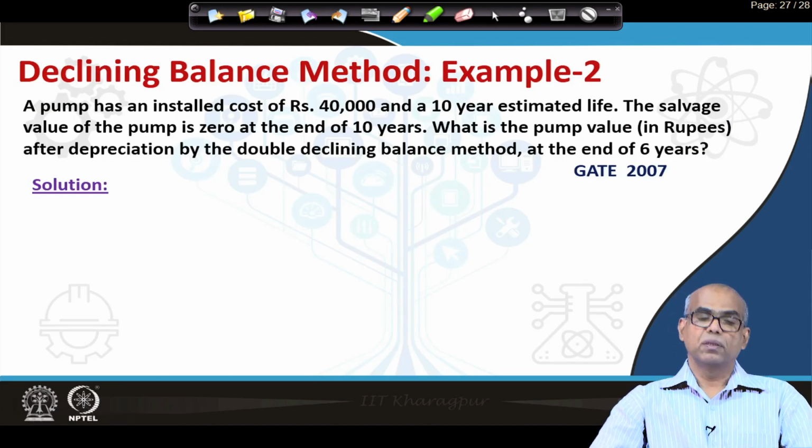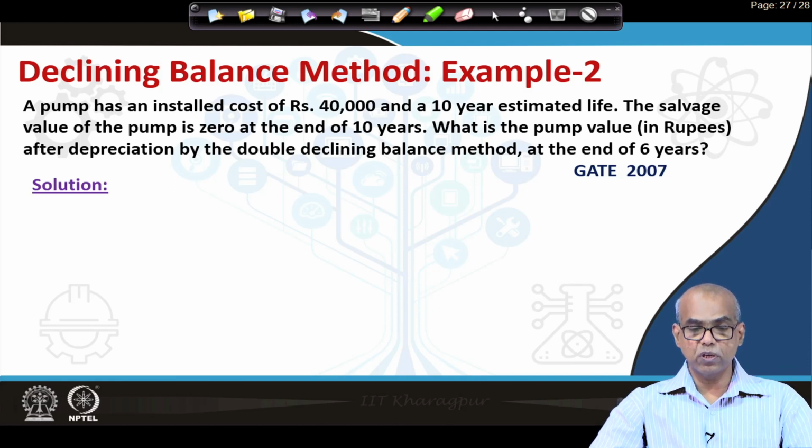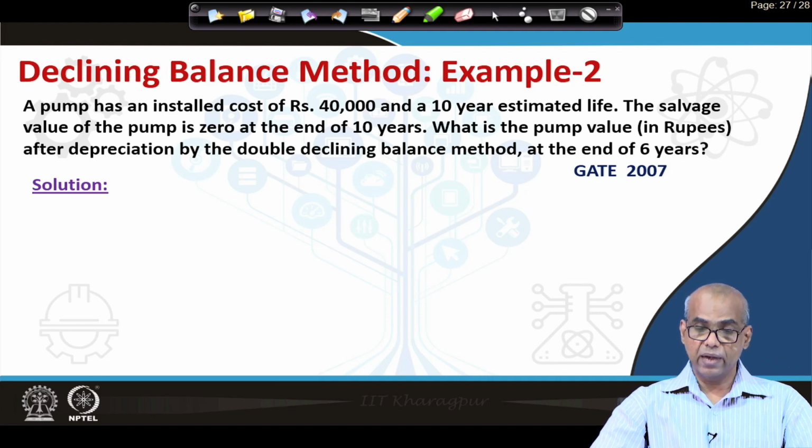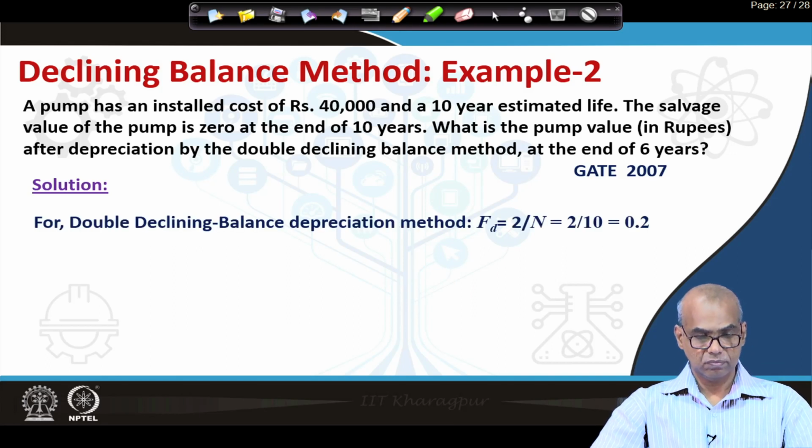Let us take another example. A pump has an installed cost of rupees 40,000 and a 10-year estimated life. The salvage value of the pump is 0 at the end of 10 years. What is the pump value in rupees after depreciation by the double declining balance method at the end of 6 years? This is a simple problem.